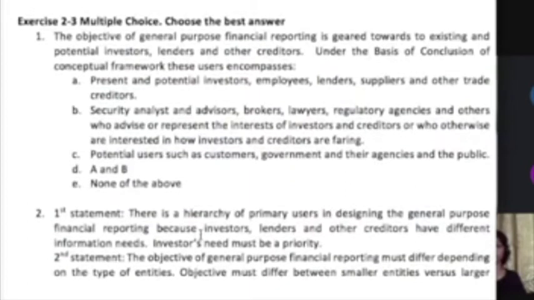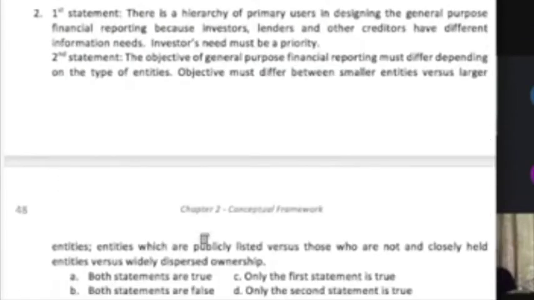Let's proceed to exercise 2-3. Let's start with the even numbers. Group 4, number 2. So, first statement.